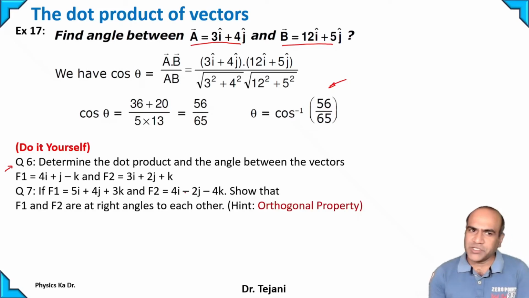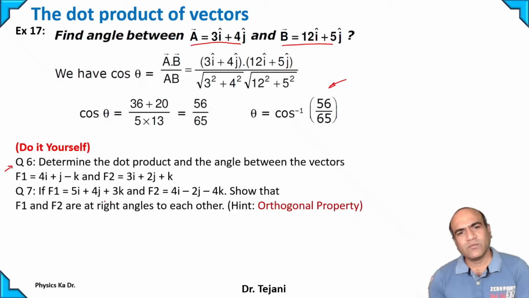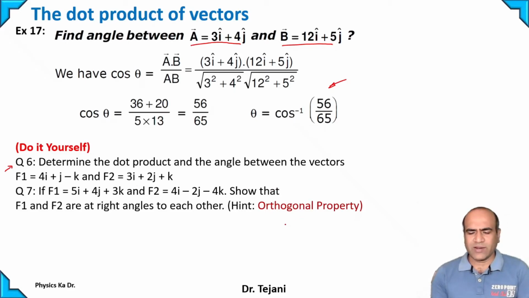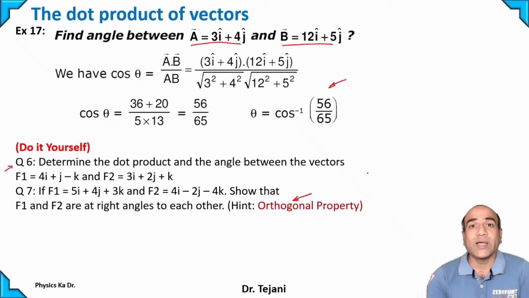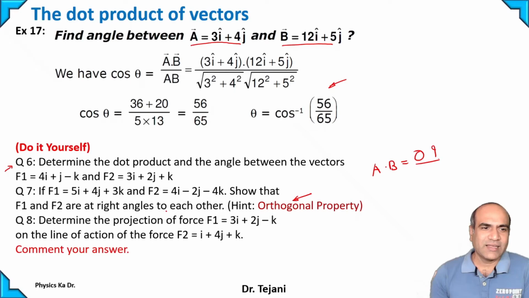One more, question number 7. F1 is equal to 5i plus 4j plus 3k and F2 is equal to 4i minus 2j minus 4k. Show that F1 and F2 are at right angle to each other, and you can use the orthogonality property. What was the orthogonality property? You just go back to a certain slide, so you will understand. A dot B is equal to some value, it was there, 0 or not. Solve it. You can do it by yourself.